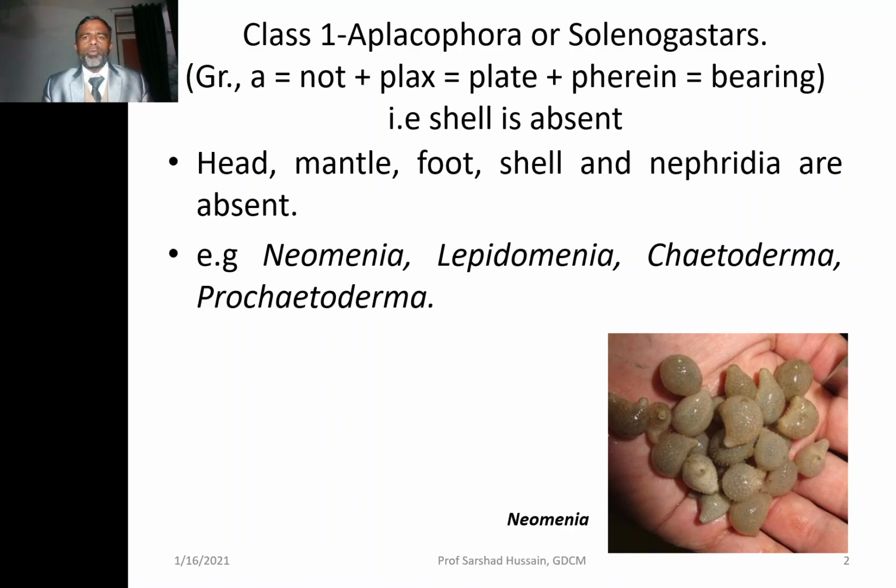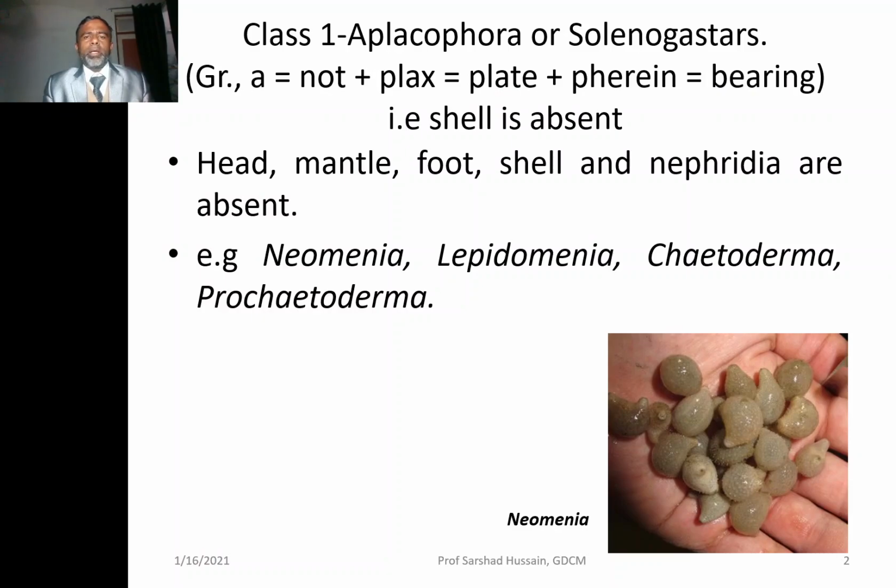Class 1, Aplacophora, is also called Solenogasters. A is a Greek word meaning absent, and placo is derived from the Greek word plax, which means plate, and phora is derived from the Greek word pherein, which means bearing. That means not bearing a plate. Plate here means the shell, because the shell is absent. So this class is called Aplacophora or Solenogasters.